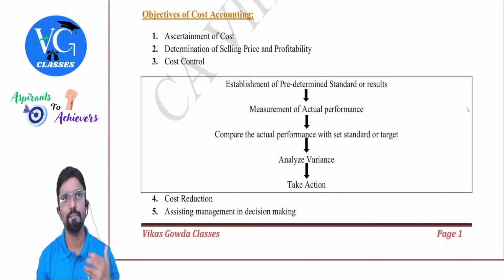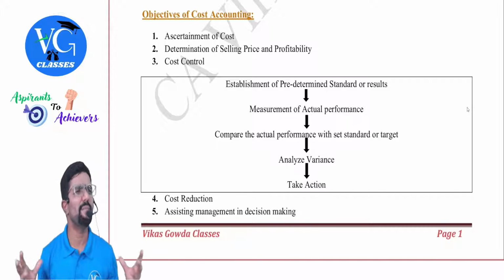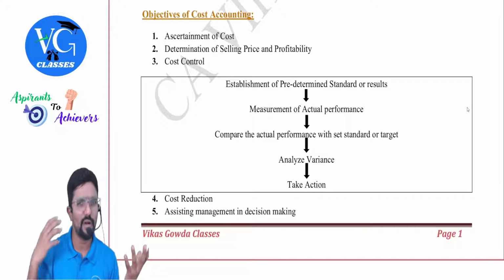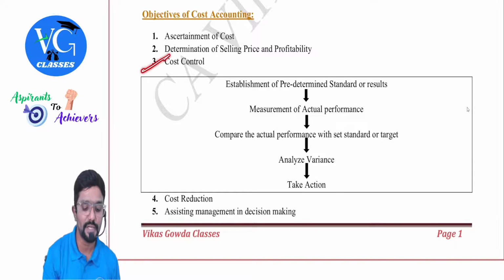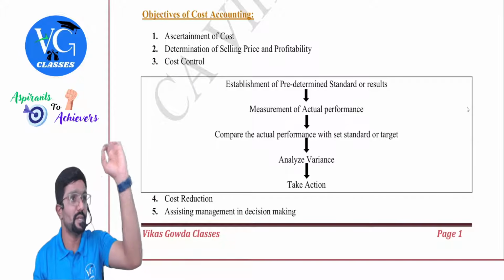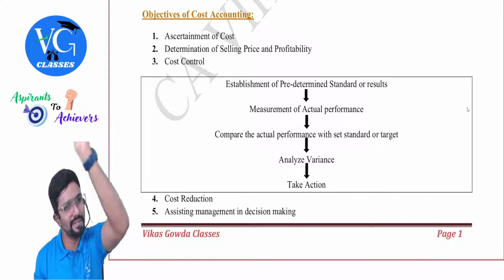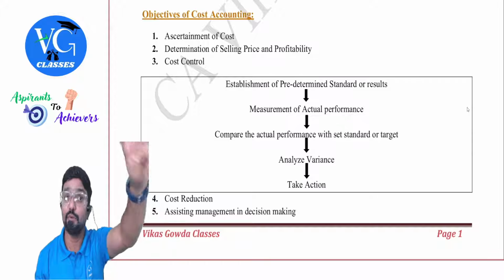Then cost control. Cost control is an important technique, guys, because no company will be happy with whatever cost they are incurring. They want to control their costs. They want to reduce their cost. But cost control and cost reduction is not one and the same. They both are different. Ultimate objective is to reduce the cost only. Clear? But they both are different.